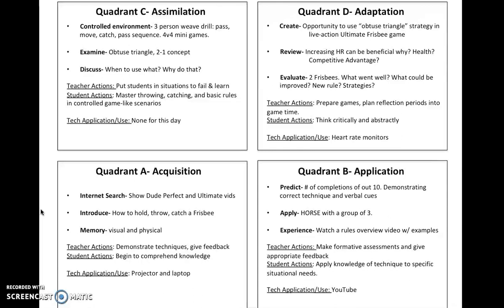An example of this might look like the predict. So with a partner, they would have to predict the number of completions out of 10. That's a good throw and a good catch, demonstrating the correct technique and the verbal cue that I give. So I may say you have to use a forehand throw for these 10 tosses, and then the next time it would be a backhand throw with a crab catch instead of a pancake catch. So they would be able to register what was said and then complete the action.